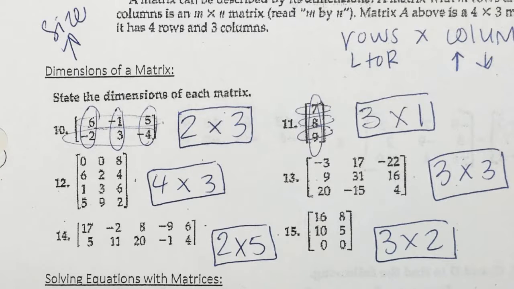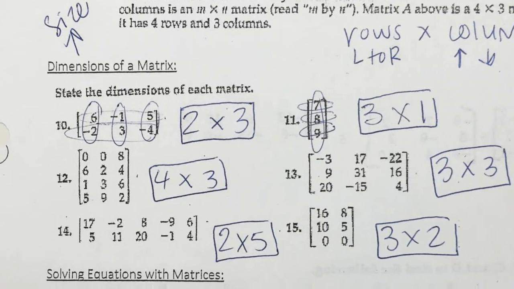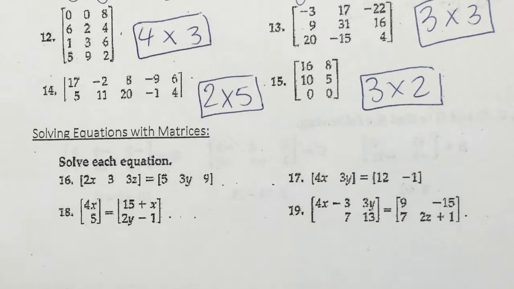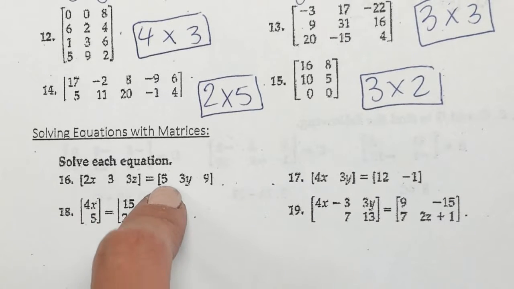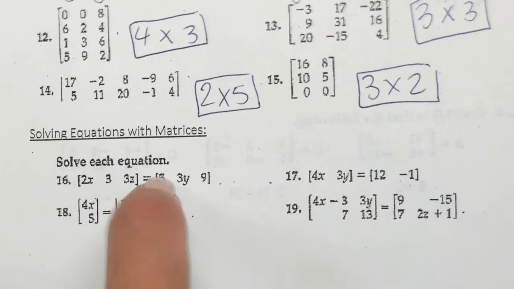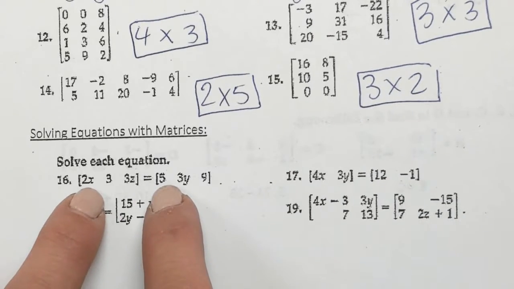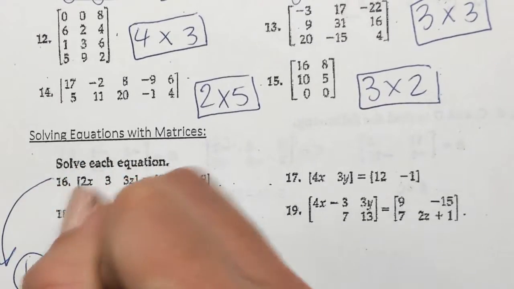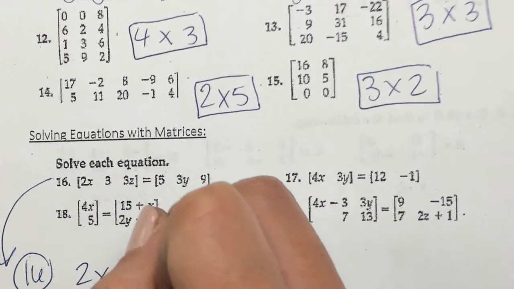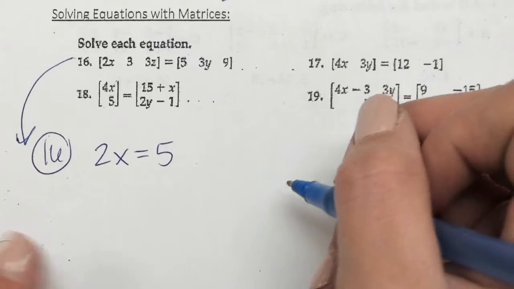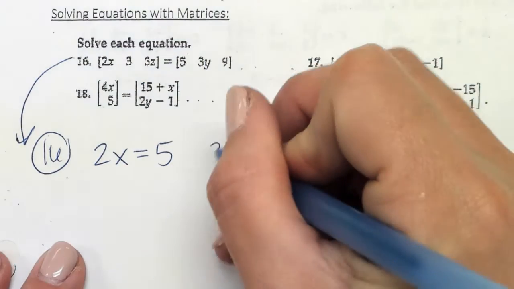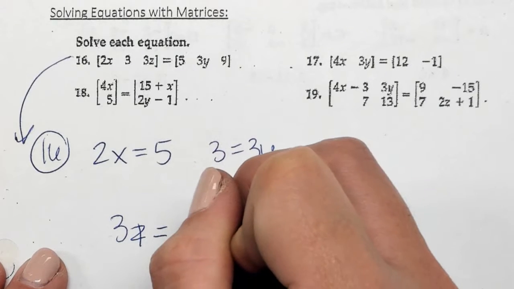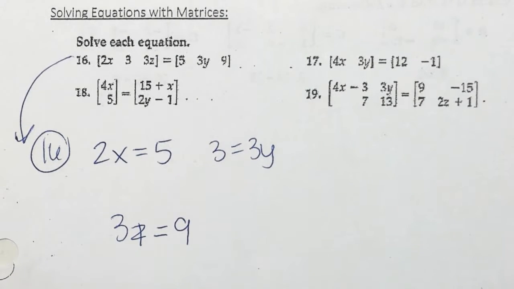Pretty easy. Alright, the next thing we're going to do is solve equations with matrices. Also very easy. All you have to do is set each element equal to the same element in the next matrix. So for example, notice how 2x and 5 are in the same spot, first spot. That's what you set equal to each other. 2x equal to 5. What would I set 3 equal to, my middle one? And what would I set 3z equal to? 9. And now all you have to do is solve for each letter.